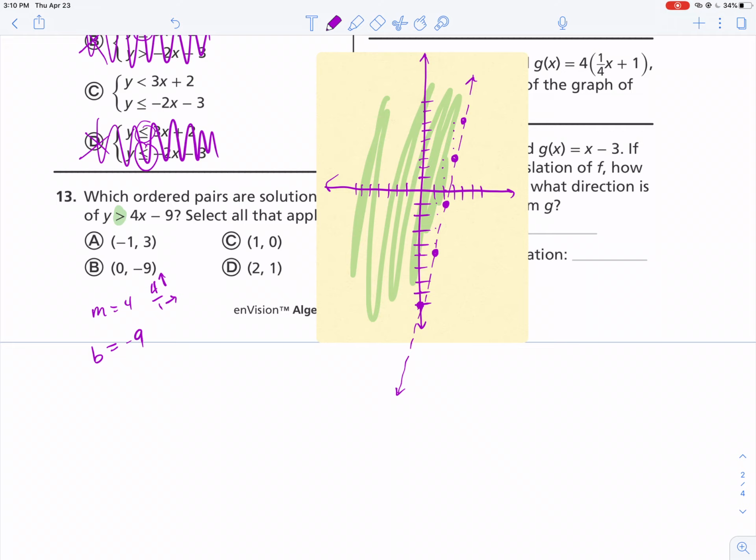So A is negative 3, comma 1. Excuse me, negative 1, comma 3. Negative 1, comma 3. And if we see, that one works. That one's in our shaded area. If we go 0, negative 9, that's a nice one, but it's right on the line, so it's not going to work. It doesn't count. Okay, if we look at C, it's going to be 1, 0. And that works. And if we look at D, that's going to be 2, 1, which is also in our shaded area. So in this case, we get everything except for B.